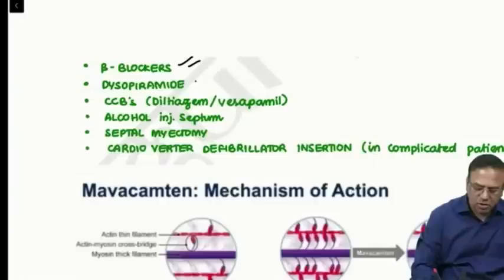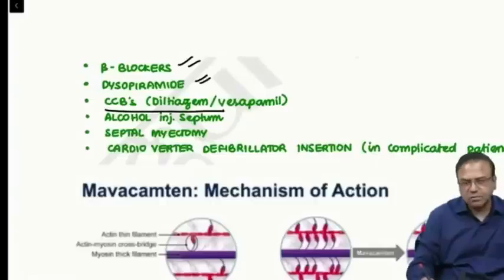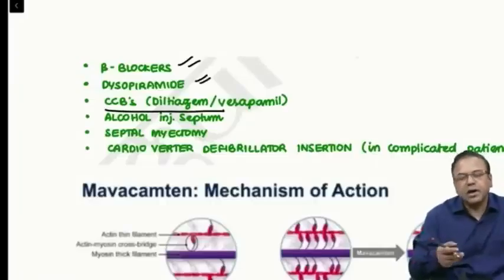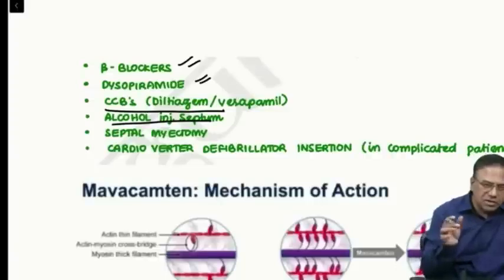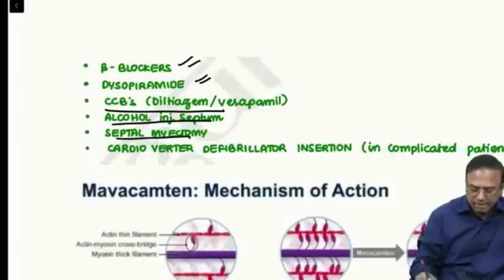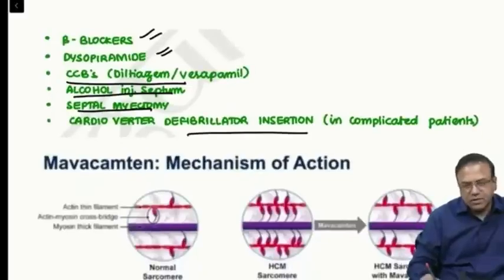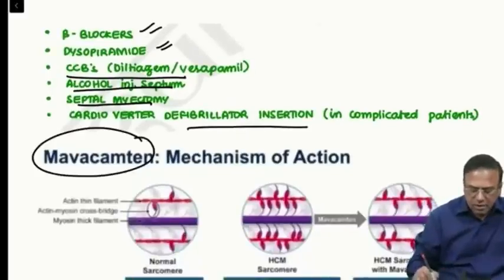Treatment is beta blocker, disopyramide. You can use diltiazem, but never use drugs like nifedipine or amlodipine. You can inject alcohol to shrink the septum, and you can do septal myectomy, and you can even take the patient for an ICD if you are worried about dangerous arrhythmias. The new drug in this is mavacamten.